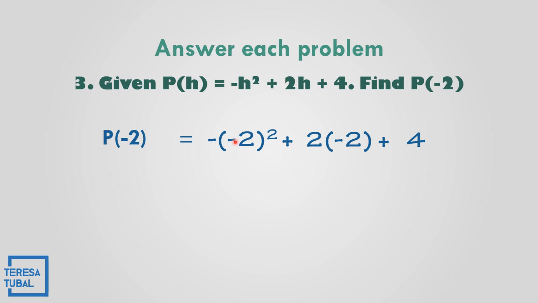Negative 2 times negative 2, that is negative times negative, that is positive 4, times negative outside, that is negative 4. Positive 2 times negative 2, that is different sign, so that is negative 4, and then bring down positive 4. As you can see, we may cancel 4 minus 4, that is equal to 0. So, the final answer is negative 4. If we want to try to solve using left to right, negative 4 and then negative 4, that is negative 8. Negative 8 plus 4, the answer also, that is equal to negative 4. So, the P of negative 2, that is negative 4.